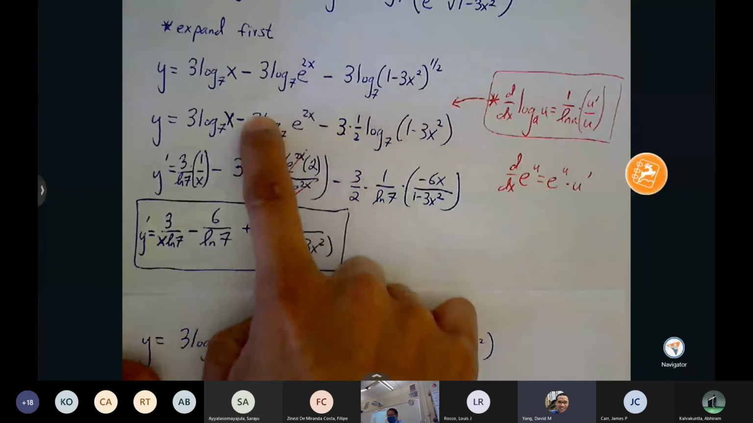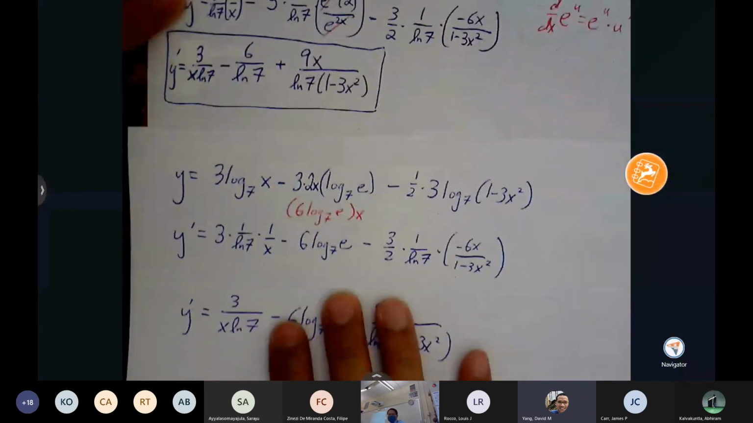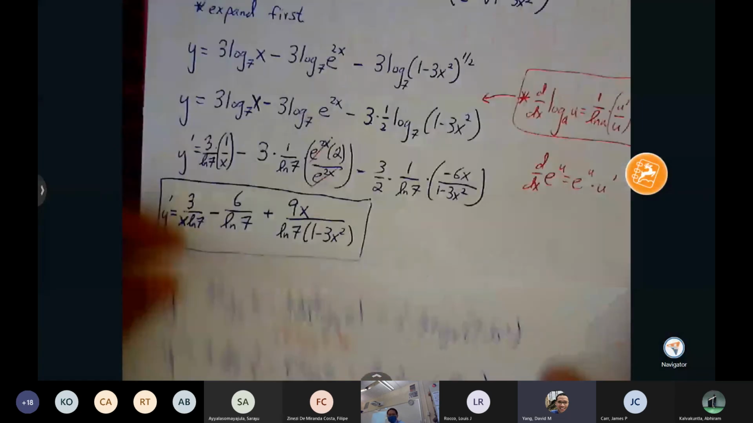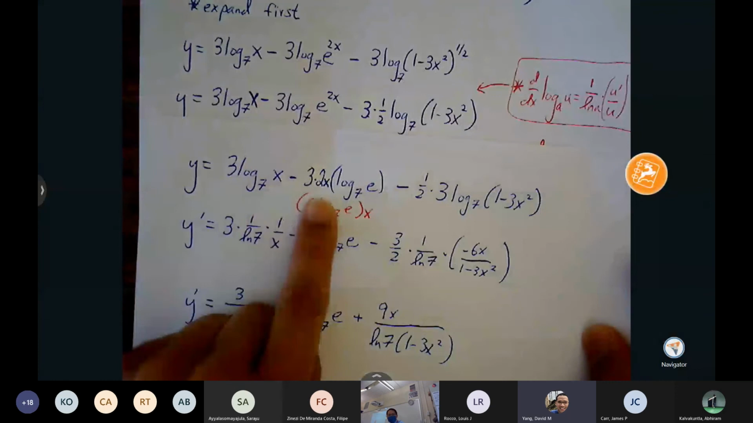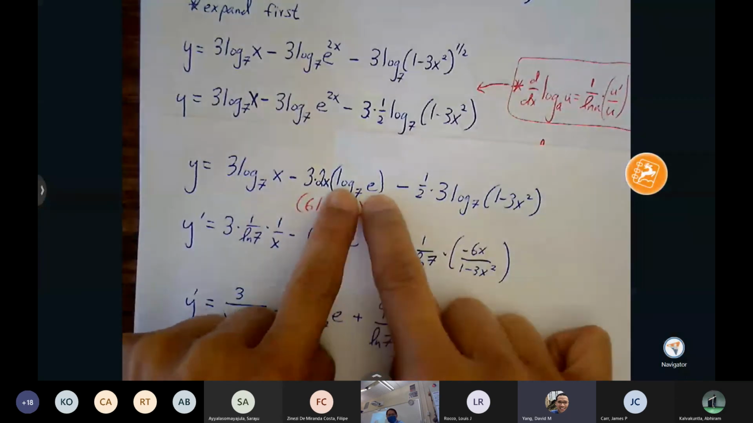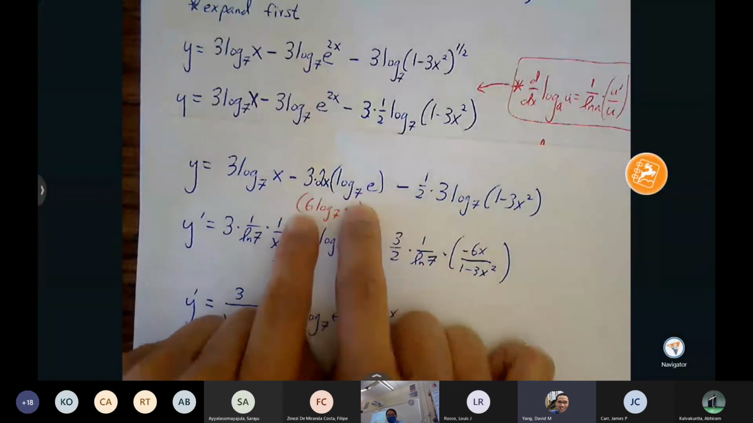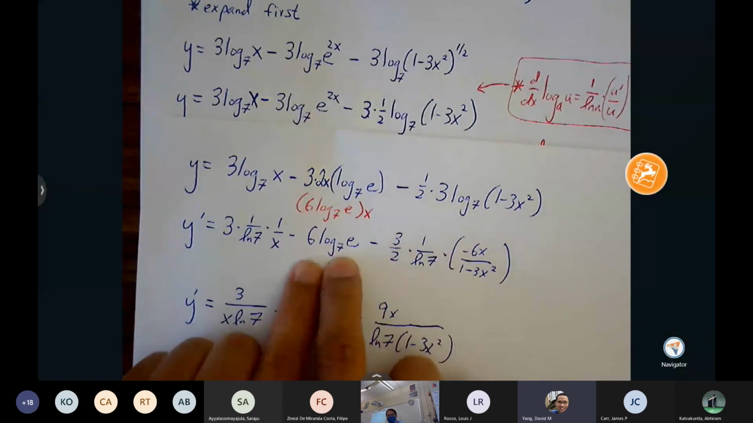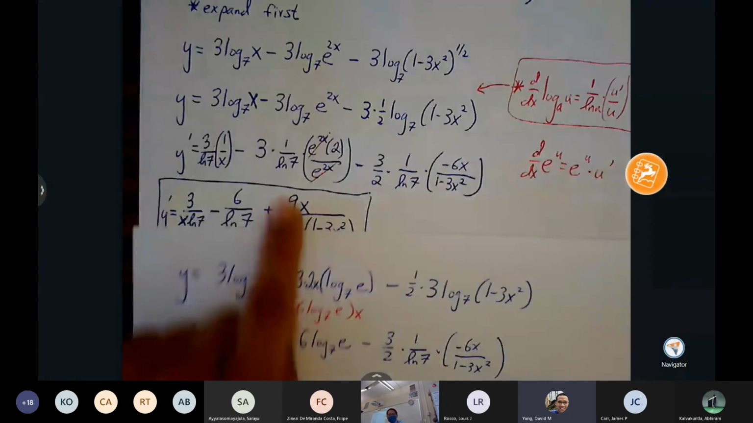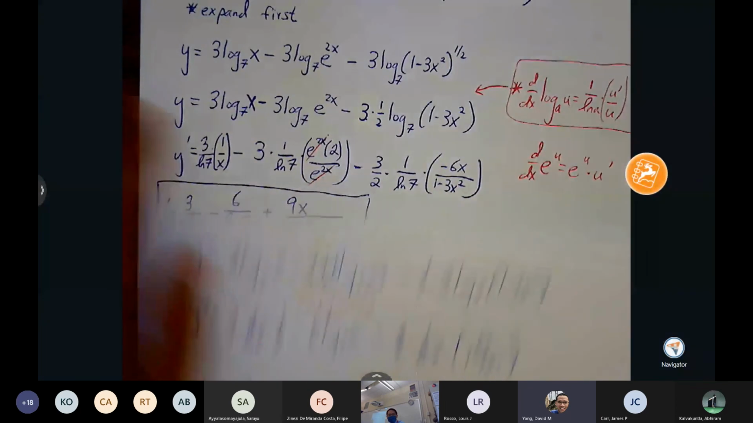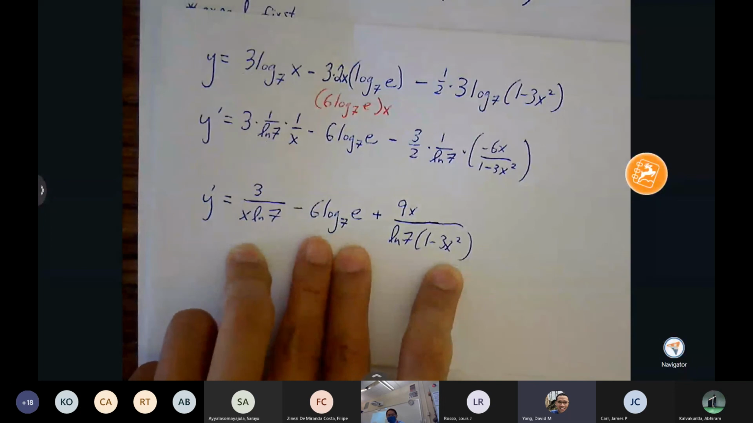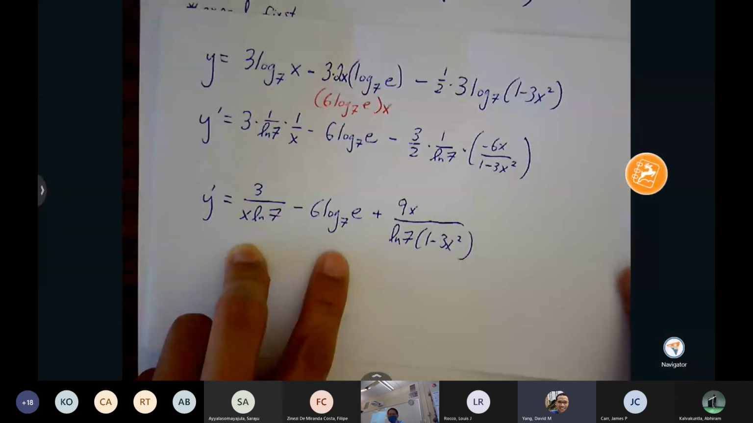If you want to bring the 2x down, this is what it would look like. It looks a little bit different, but the answer means the same thing. If you want to bring the 2x down, then it'll become 6x, and then you'll be left with log base 7 of e. Now, 6 log base 7 of e, you can put that together. That's just the coefficient from the x. So the derivative of that is just going to be the coefficient in front, 6 log base 7 of e. And 6 log base 7 of e is the same thing as 6 over natural log of 7. So the answer looks a little bit different, but represents the same thing, if you want to do it that way.